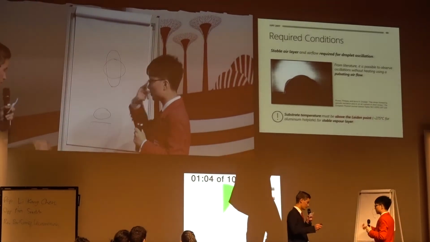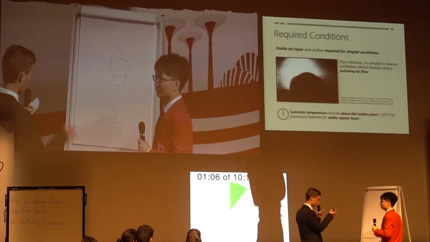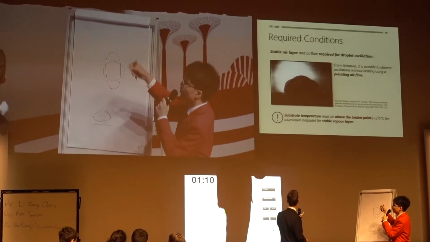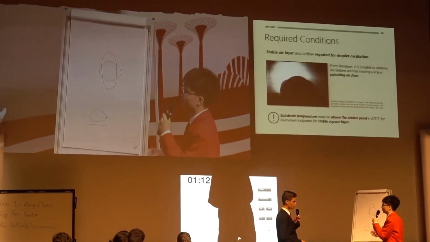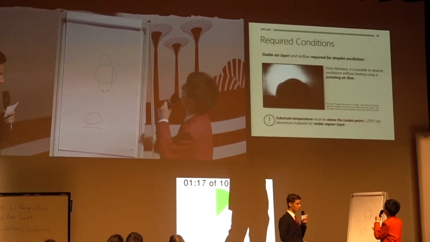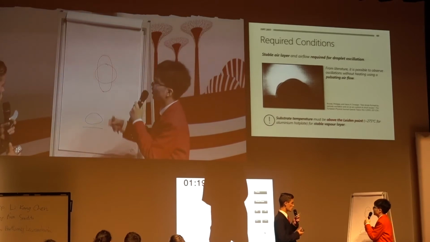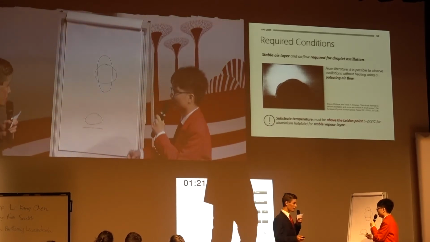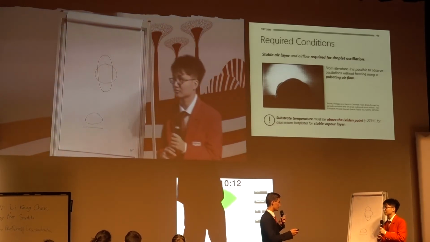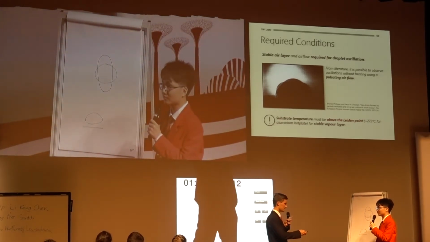So you say that in the case of a simple constant airflow, the phenomenon should be observed? Yes, indeed, it's observed in literature. We know that the required conditions for the oscillation of the droplet would be a stable air layer below the droplet, and also for our case, the substrate temperature will have to be above the Leidenfrost point for a stable air layer. And what you're saying is the driving mechanism in the case when there is no temperature change.